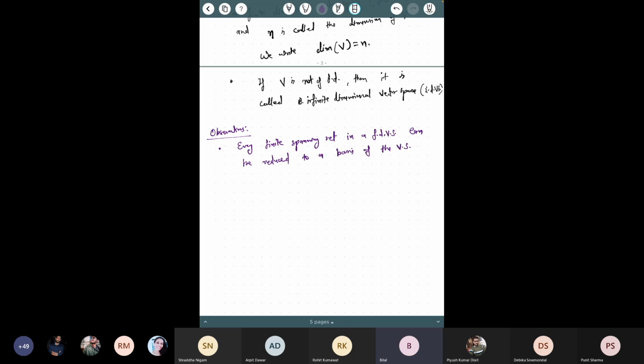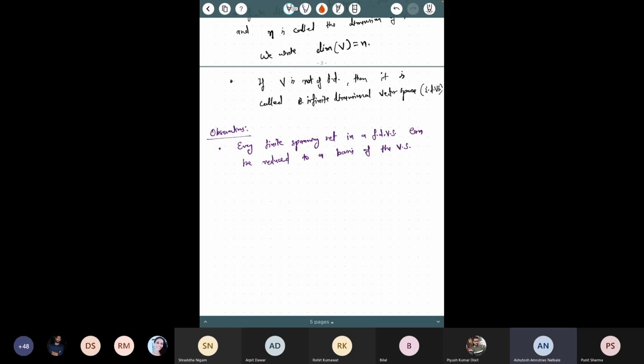So the same way, using the same argument we just gave. Now, can you tell me if I want to write a similar thing for infinite dimension? What would be the infinite dimensional analog of this statement? Or is it possible to write something like that? Yes, sir. Every spanning set can be reduced to a basis of the vector space.